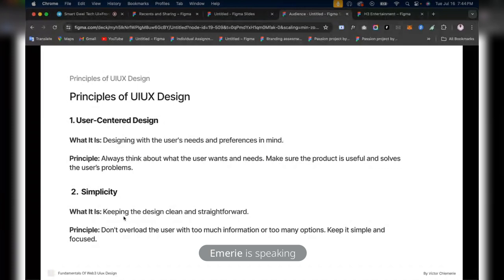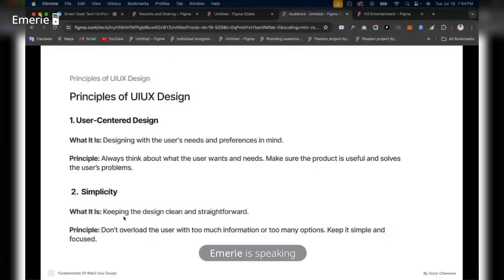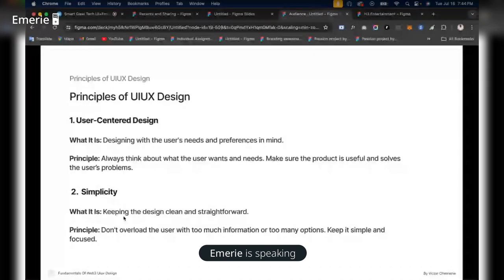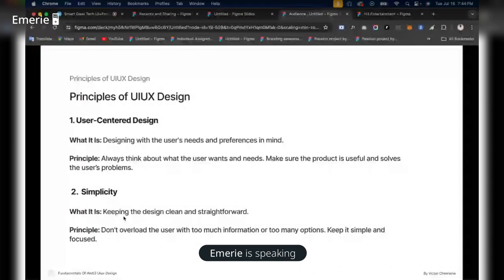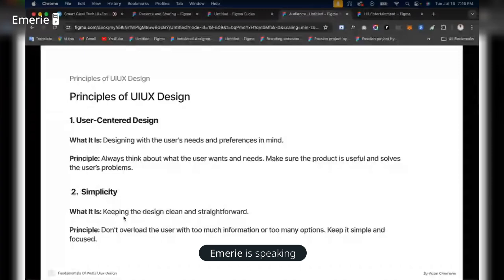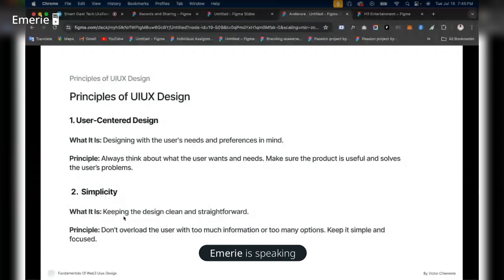So another principle of UI and UX design is simplicity. You must make your product simple as anything. You must keep the design very clean and straightforward to the point. You don't overload the user with too much information or too many options. You just keep everything very, very simple.